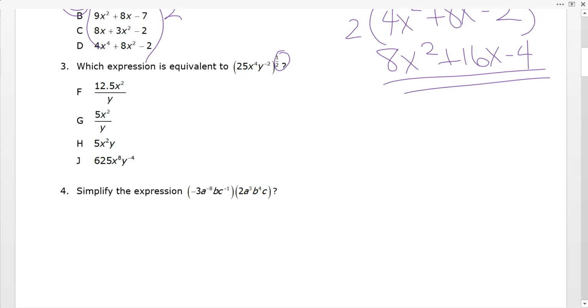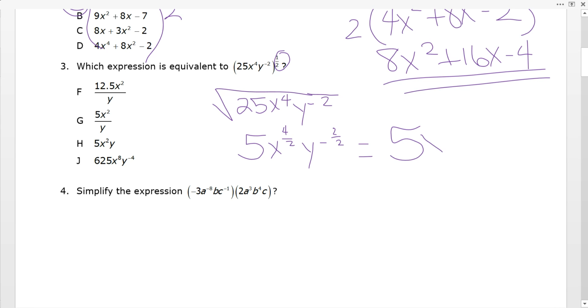When we take something to the 1/2 power, it's the same as square root. And so we're going to take the square root of 25, which is 5. And then for our exponents, we're going to go ahead and divide by 2. So I have x to the 4 over 2, which is 4 halves, y to the negative 2 over 2. So I get 5x to the second power, y to the negative 1, which is the same as g.